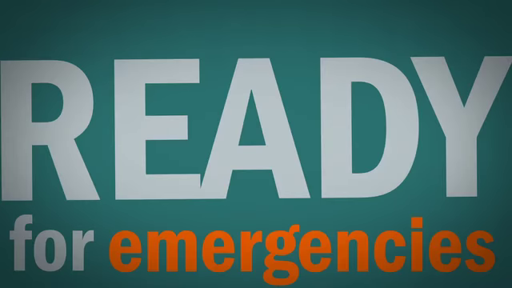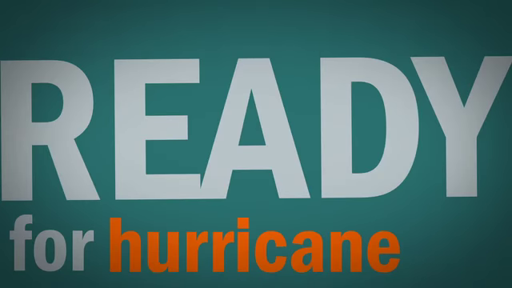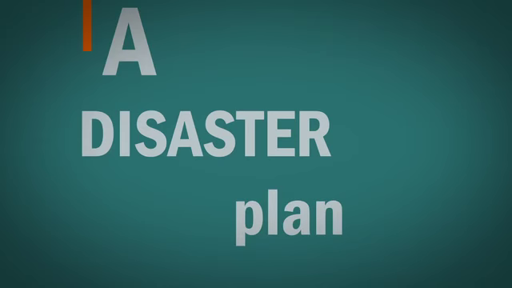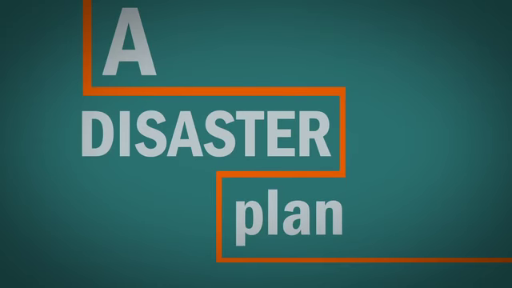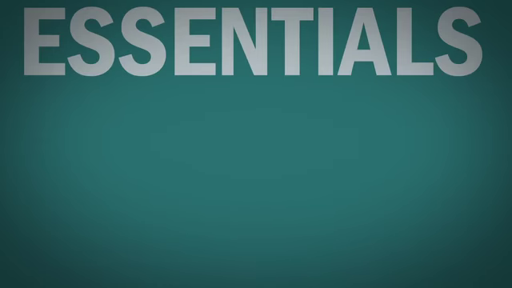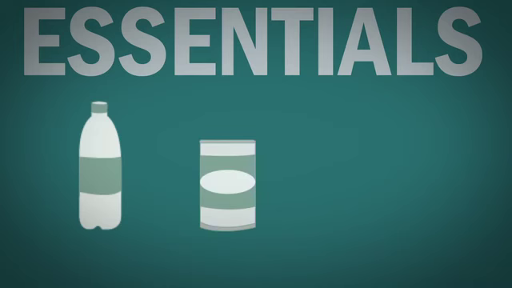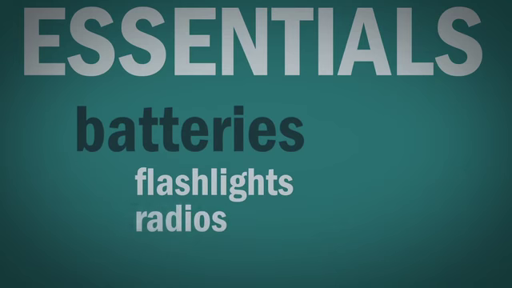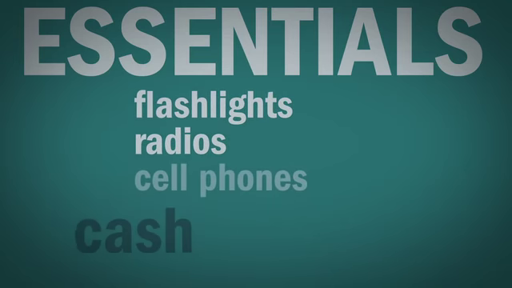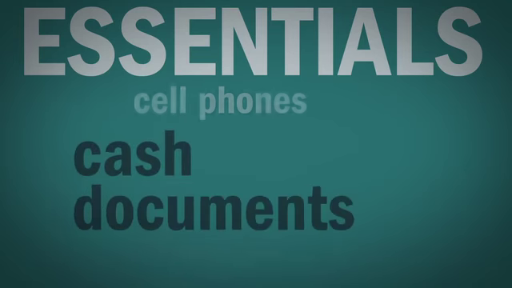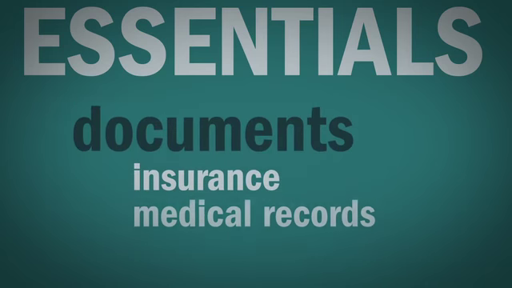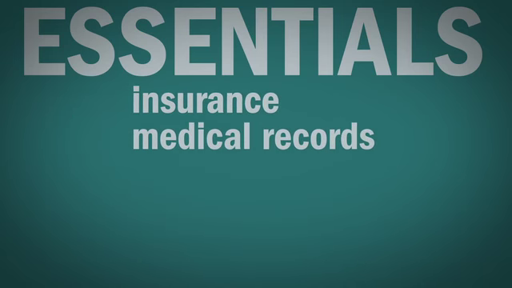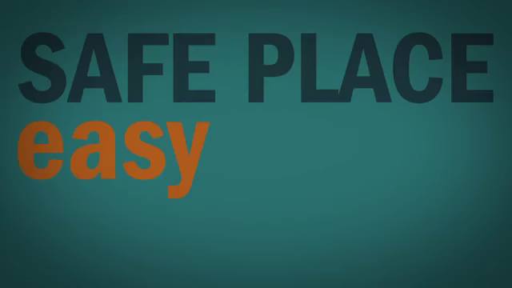As storms form, there are many ways to be ready for emergencies in the event of a hurricane. Prepare a disaster plan, develop escape routes, and build a supply kit with essentials like clean water, non-perishable food, and a first aid kit. Also, stock up on batteries to keep flashlights and radios running, and keep an extra battery for your cell phone. Keep cash and important documents like insurance and medical records in a safe place where they are easy to locate.